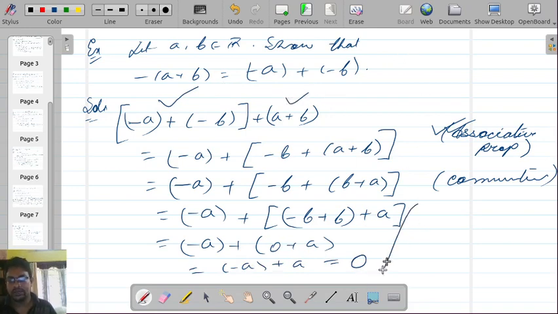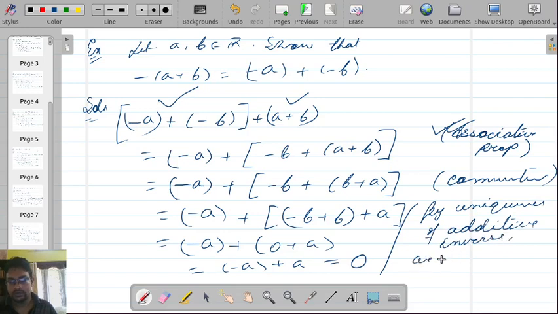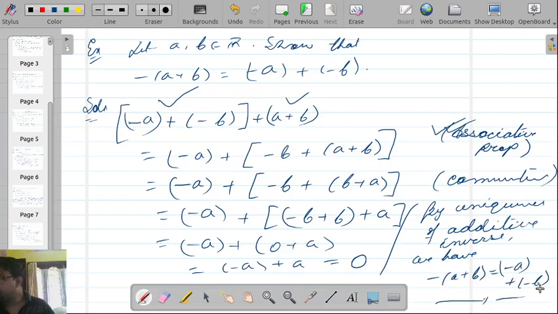So by uniqueness of additive inverse, we have minus of a plus b is actually same as minus a plus minus b. Okay, so this we have already shown. This is by uniqueness of additive inverse.